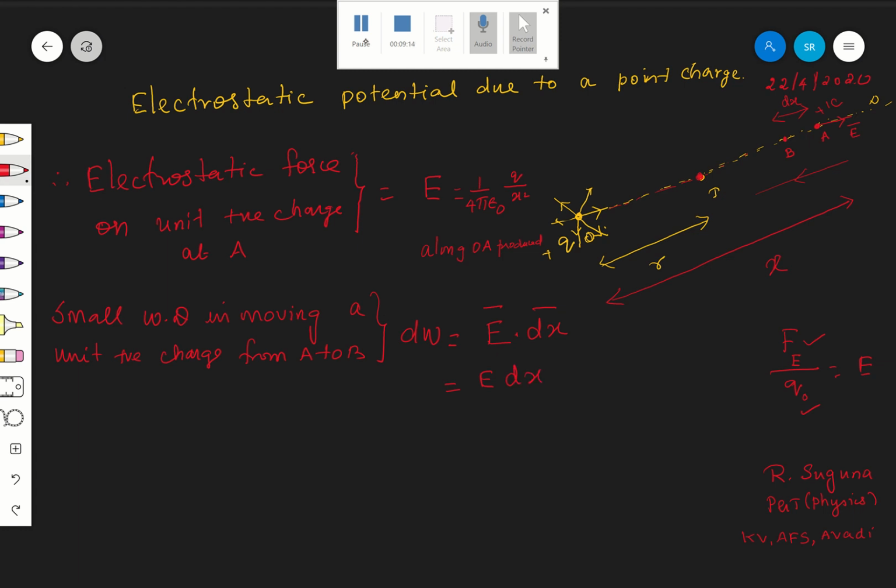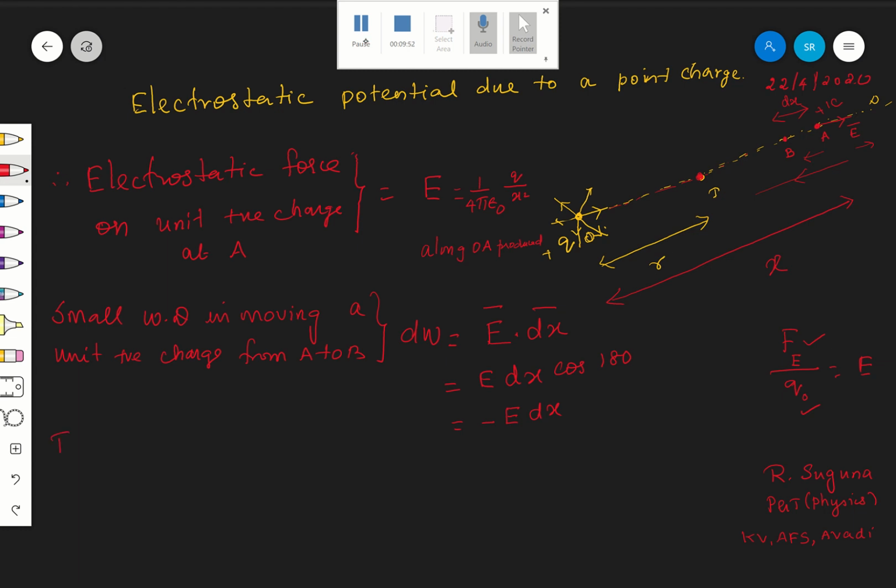E is in which direction? In this direction. But I am moving from A to B. Therefore, what is the angle between E and dx? 180. Hope you are following. This is the work done by the electrostatic force. Therefore, it is equal to cos 180, minus 1. Therefore, minus E dx. This is the small amount of work done by the electrostatic force in moving a unit positive charge from A to B.